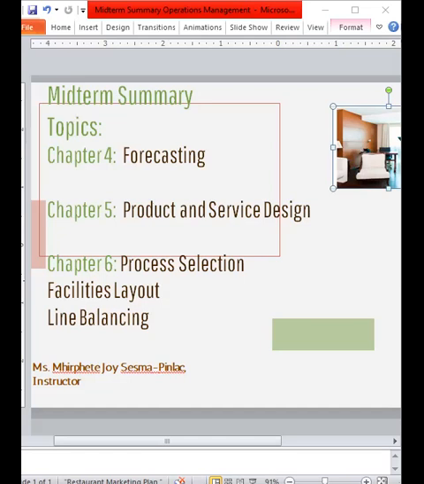Quality function deployment is an approach that integrates the voice of the customer into the product and service development process.